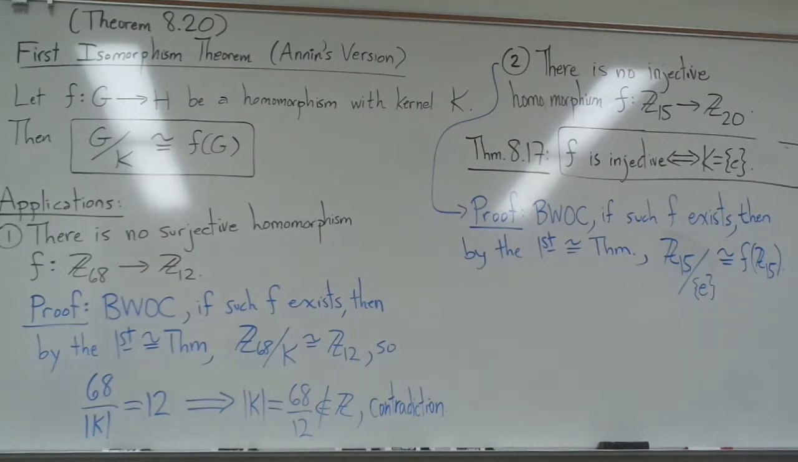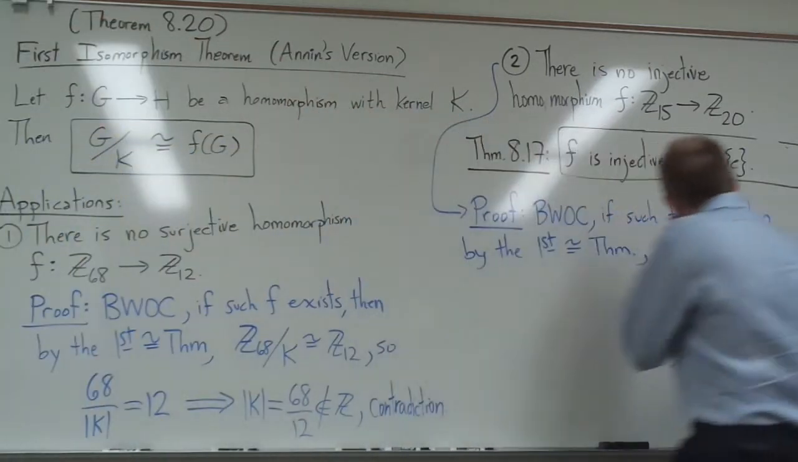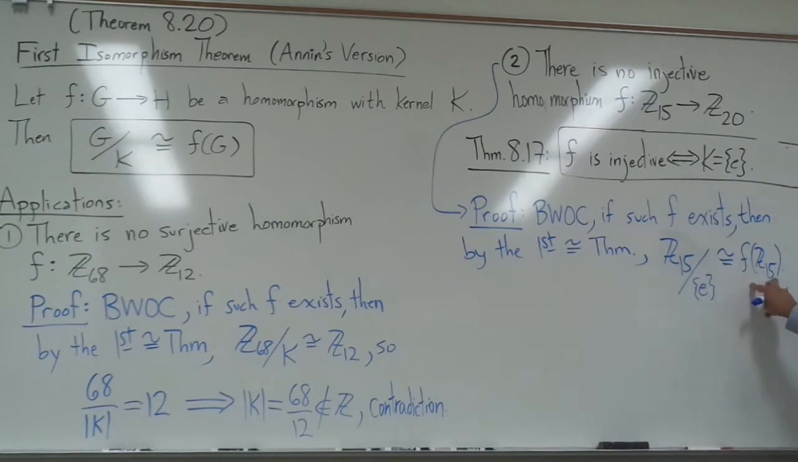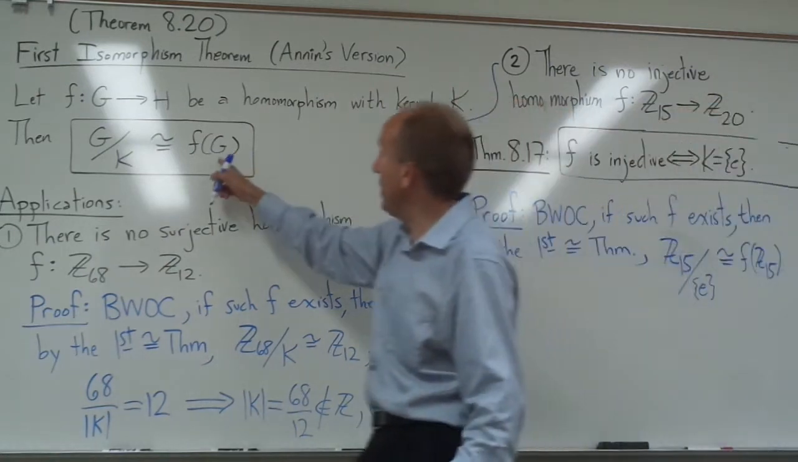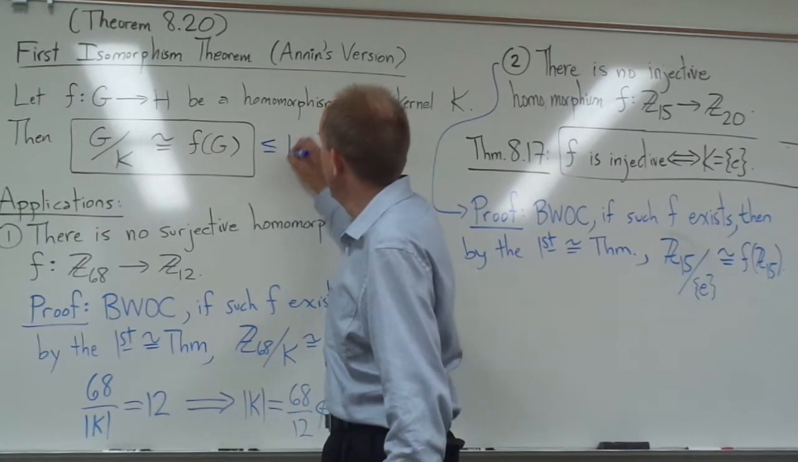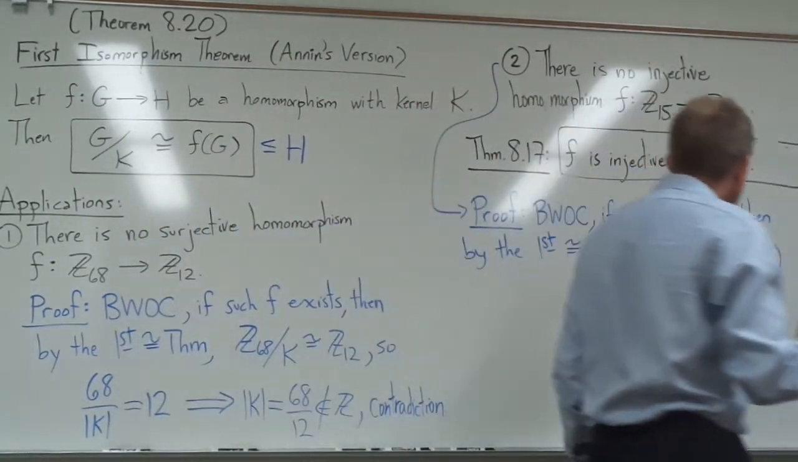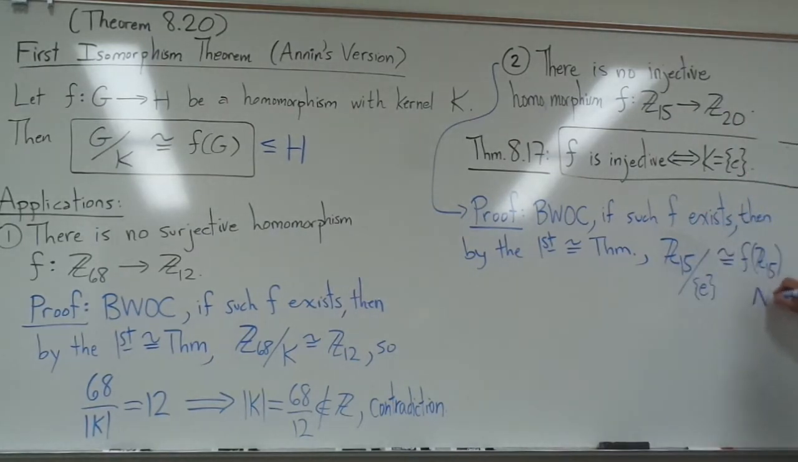All right, well, is there a contradiction here? Well, remember that the image of a homomorphism is always a subgroup of the codomain, right? So in other words, this F of G right here is actually always going to be a subgroup of H, the image of a homomorphism. So what we can do is write that this is a subgroup of Z20.